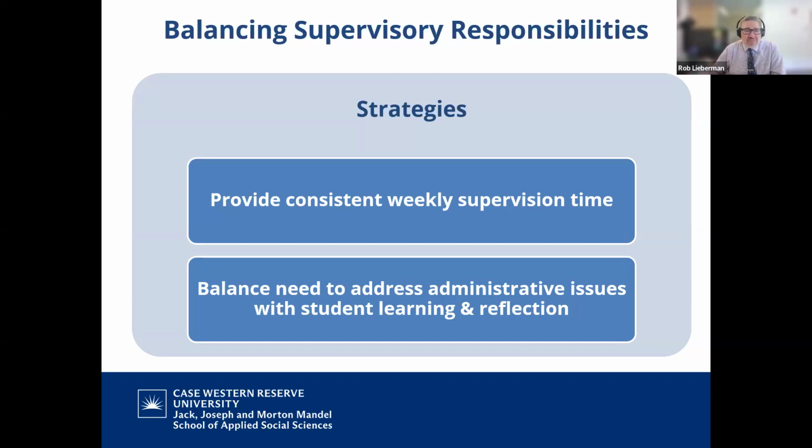So if you're missing supervision or it's cut short, for whatever reason, you can throw a wrench in that. I mean, you're playing a little catch up at times. So try as best you can to balance that and still provide the students that time for learning and reflection.